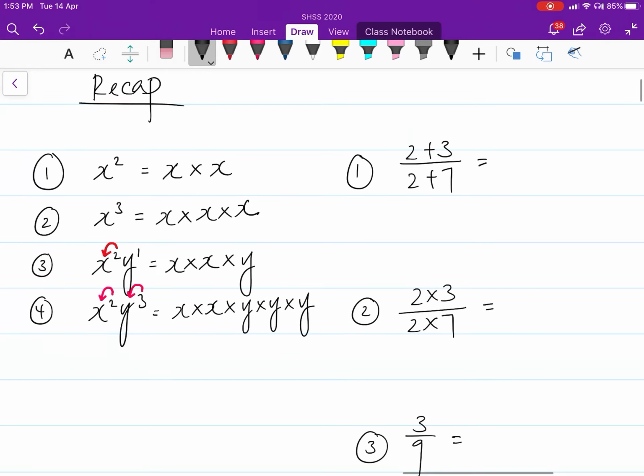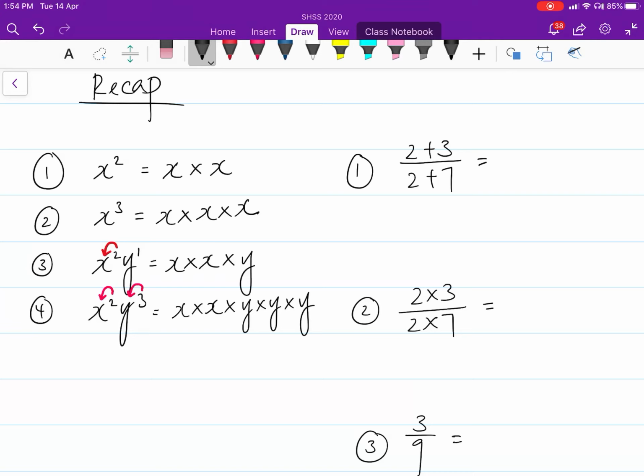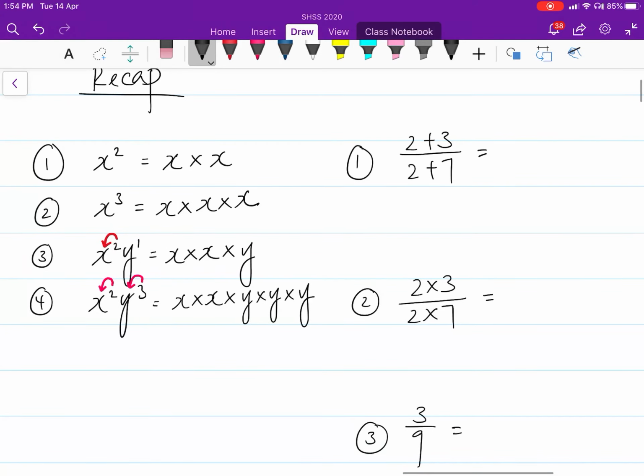Before we continue with work example 1, let's think about this. 2 plus 3 over 2 plus 7. Can I just simplify the fraction by doing this? Let's try. If we just cancel out the 2, we get 3 over 7. In actual fact, 2 plus 3 is 5 and 2 plus 7 is 9. 5 over 9 is definitely not the same as 3 over 7. So you cannot do that when you have numbers adding together.